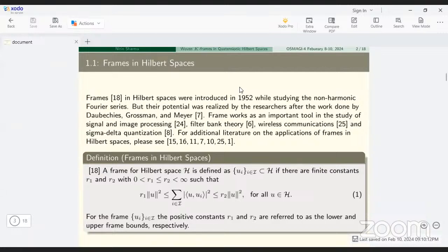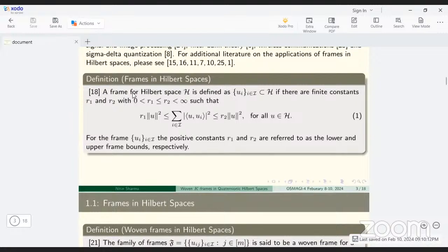Today also the importance of frames was talked about by Professor Annu. Let me recall the definition of frames in Hilbert spaces. Let U_i be any sequence in H, any countable family of elements in H. H is a separable Hilbert space. If there exist R1 and R2 such that this inequality holds for every U in H, then we will say this family U_i is a frame with lower and upper bounds R1 and R2.